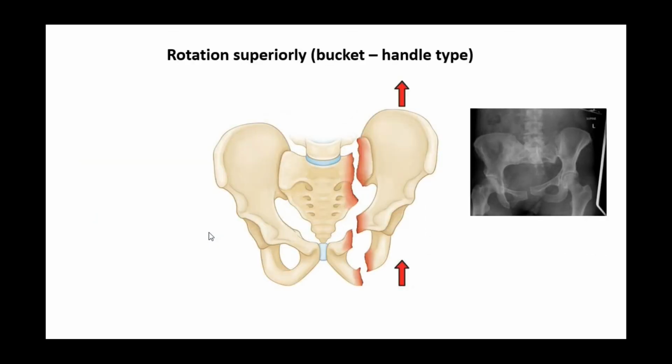Rotation superiorly, bucket handle type. Here the hemipelvis rotates superiorly. As you can see here, there is a fracture in the sacrum as well as in the pubic region. There is a fracture throughout in the horizontal axis, and there is a complete superior rotation of the hemipelvis. Here is an X-ray depicting the same.